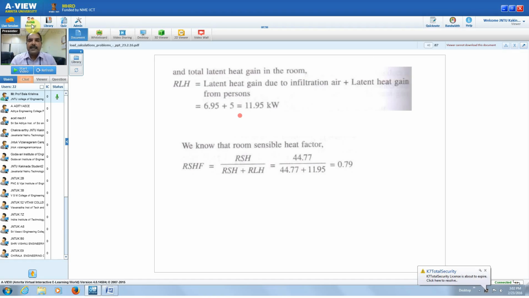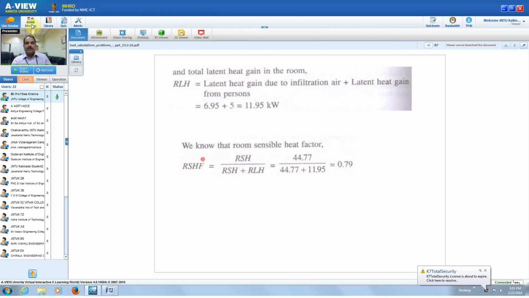And the total latent heat gain in the room, that is the room latent heat, is the gain due to infiltration air plus latent heat gain from the person. This will be 11.95 kilowatts.